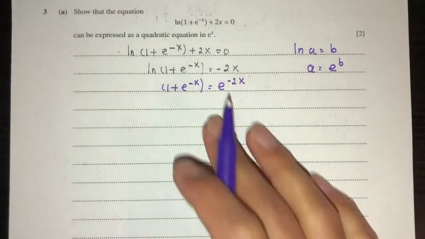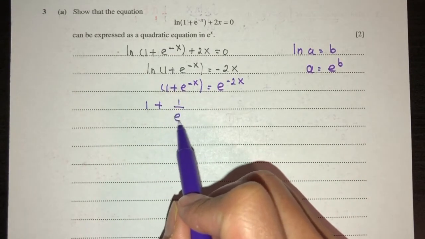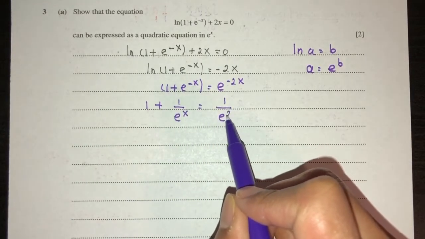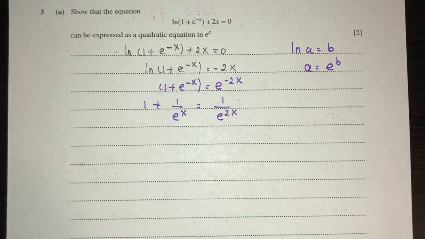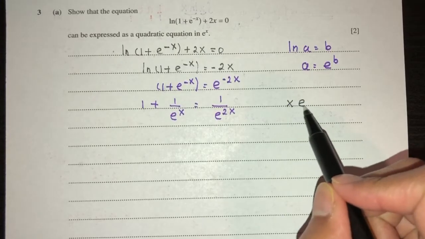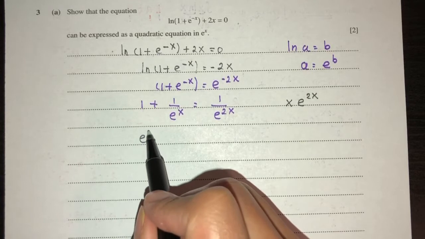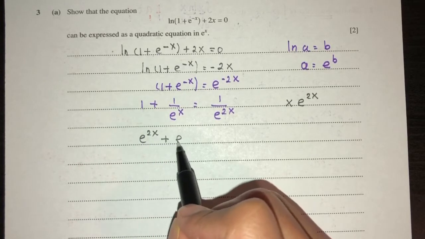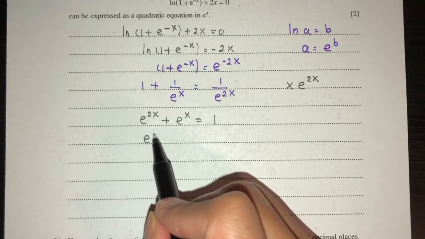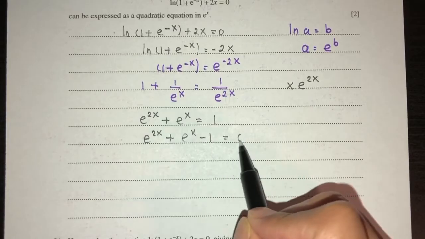Okay, now we can rearrange this. You will have 1 plus 1 over exponential x, right? And this is 1 over exponential 2x. Now we want to simplify this for us. Let's multiply everywhere by exponential 2x. So here you will have exponential 2x plus exponential x equal to 1, and finally you can write exponential 2x plus exponential x minus 1 equal to 0.